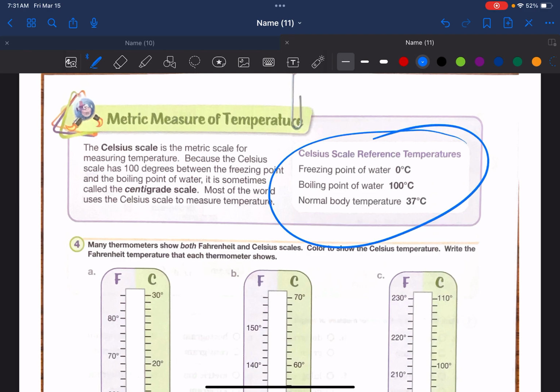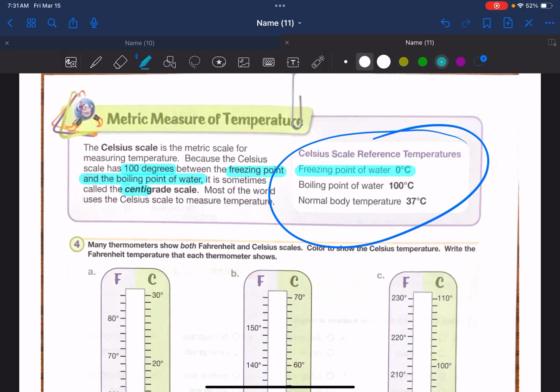Please make sure this part is in your interactive notebook. The new skill says the Celsius scale is the metric scale for measuring temperature. So most places in the world go by Celsius when Americans go by Fahrenheit. Because the Celsius scale has 100 degrees between the freezing point and the boiling point of water, it is sometimes called the centigrade scale, because centi means 100. Most of the world uses the Celsius scale to measure temperature. Okay, so this is what you need in your interactive notebook.